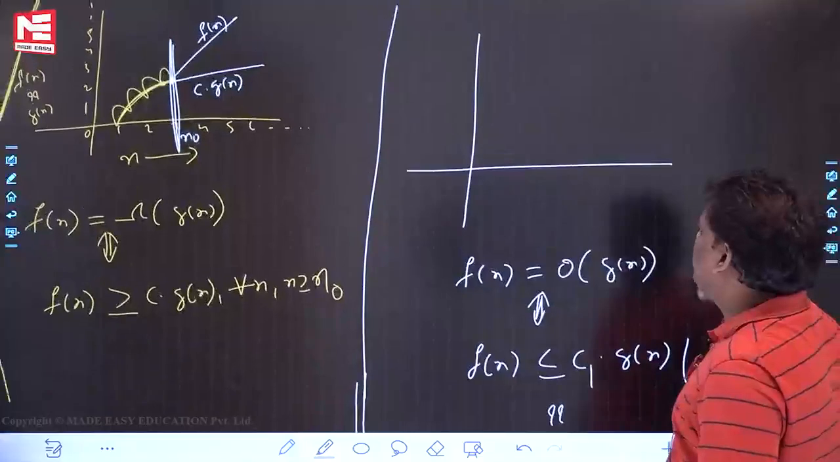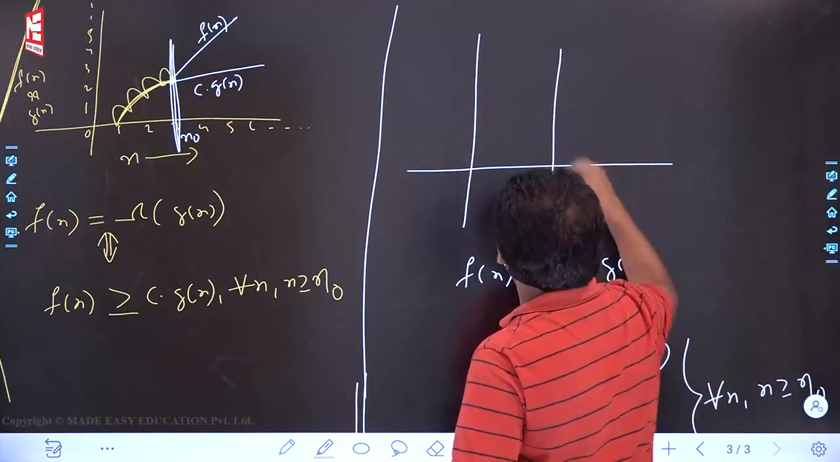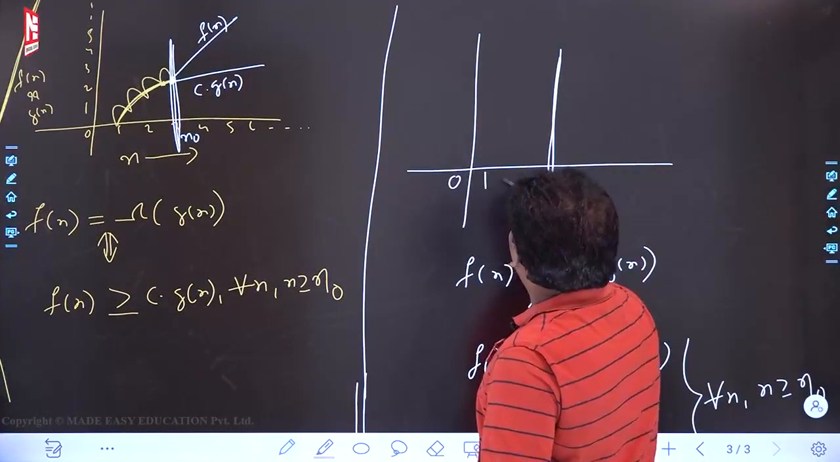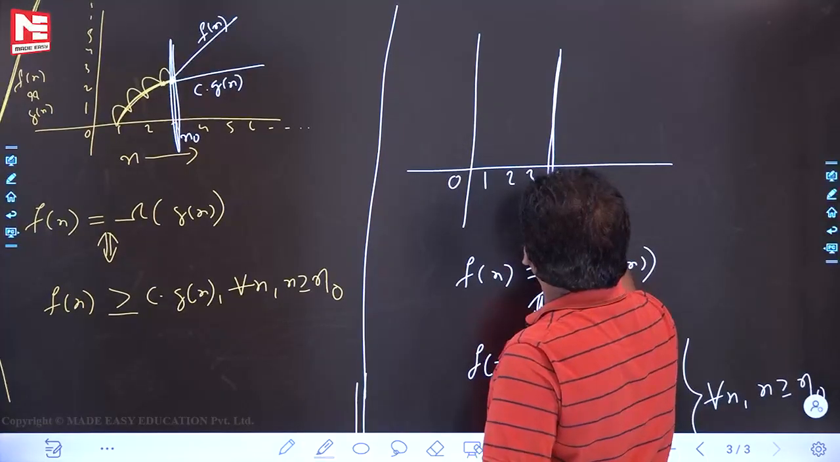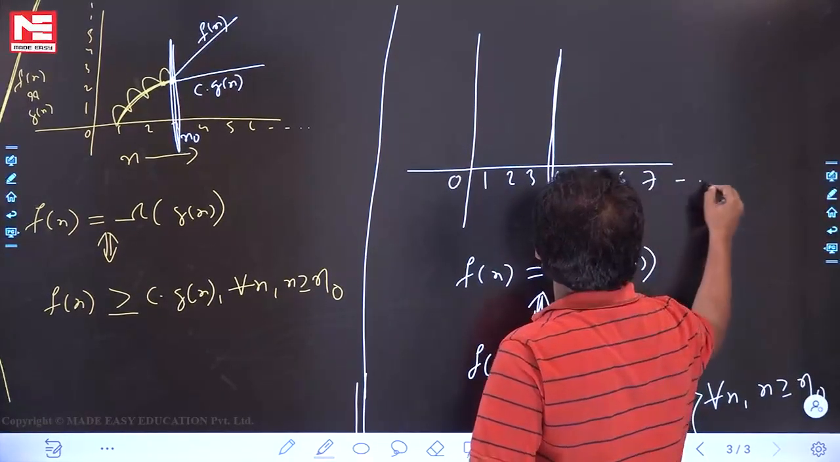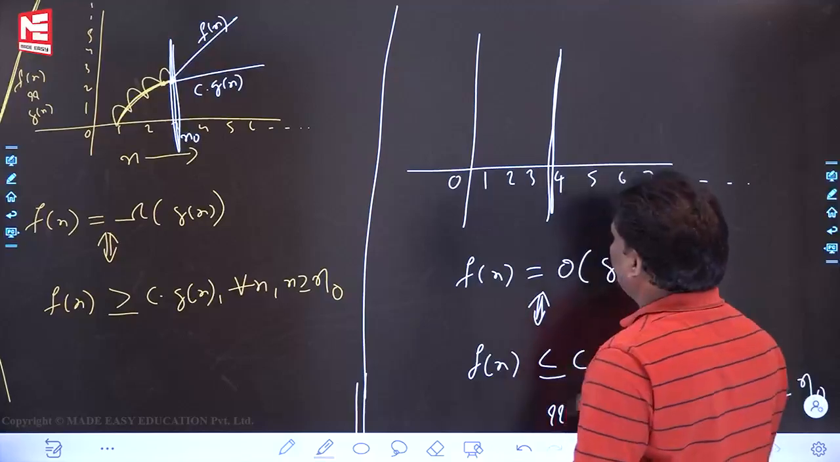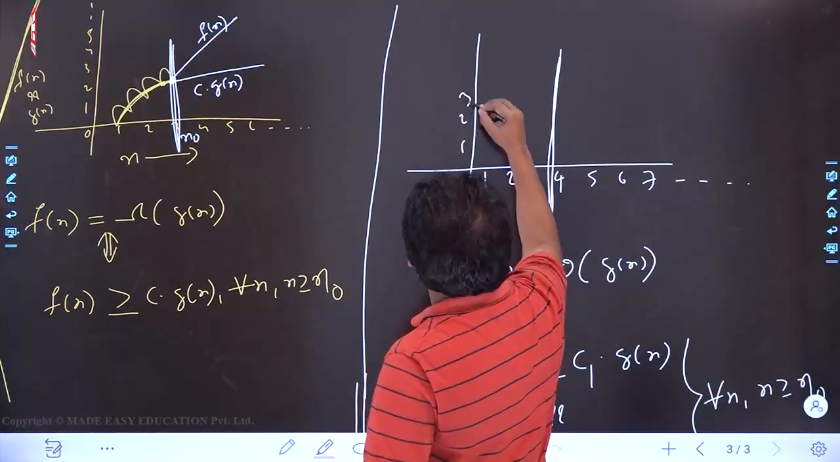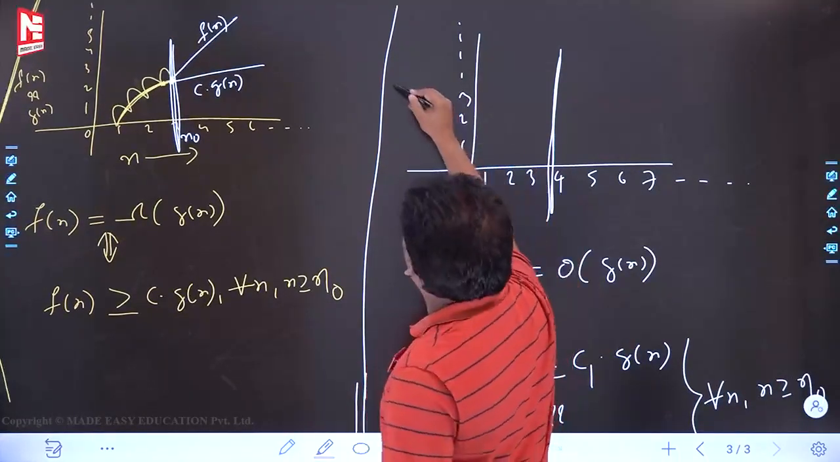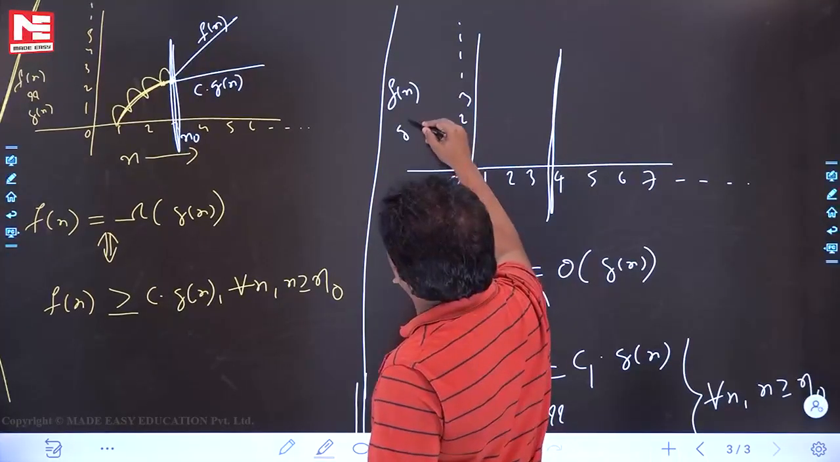Same thing in the form of a diagram I am doing. Please see this. 0, 1, 2, 3, 4, some number, 5, 6, 7 and so on, that is okay, right? So here also 1, 2, 3 and so on, that is also okay. Here f of n, g of n as usual, right?